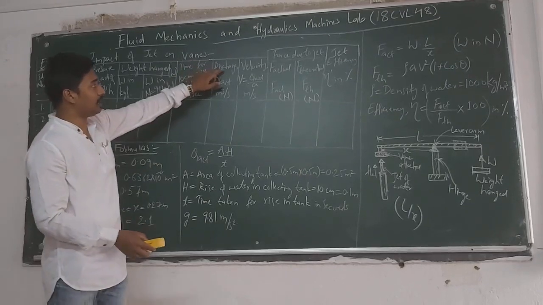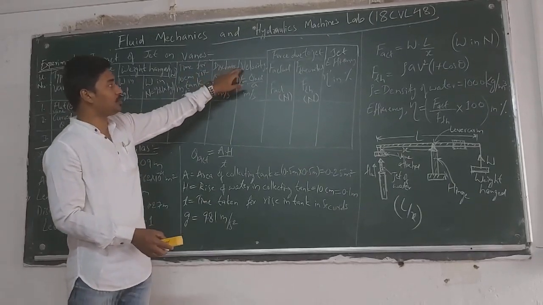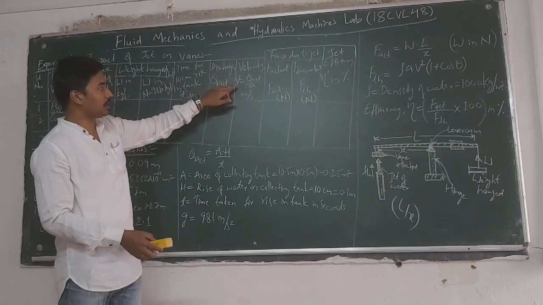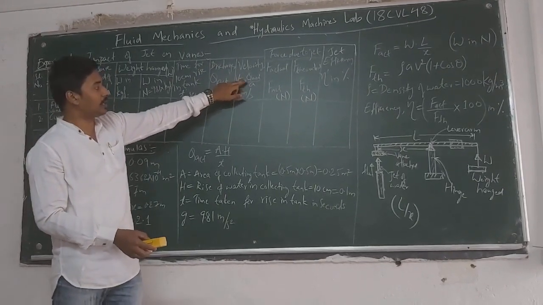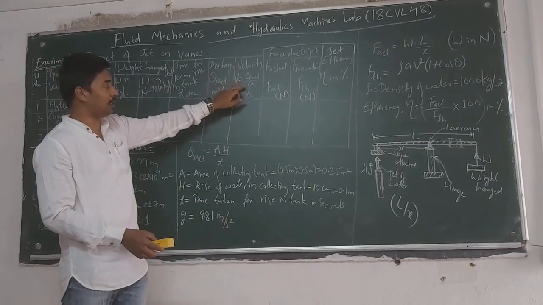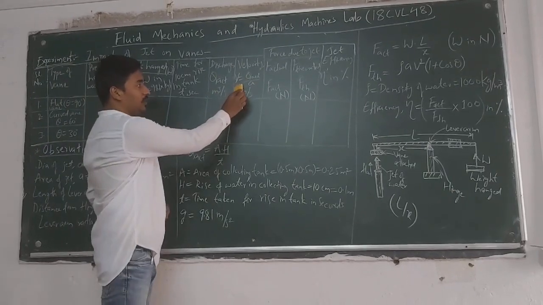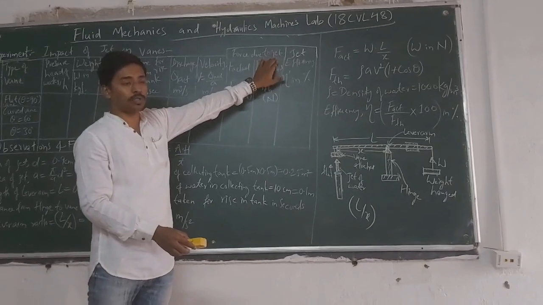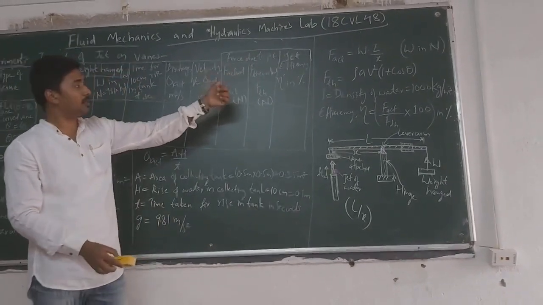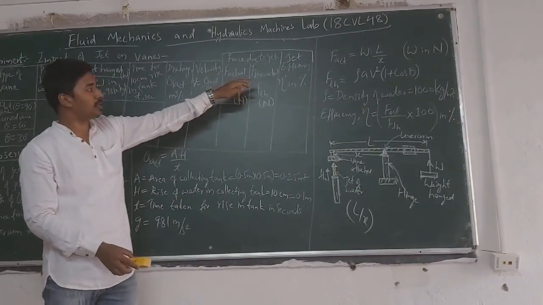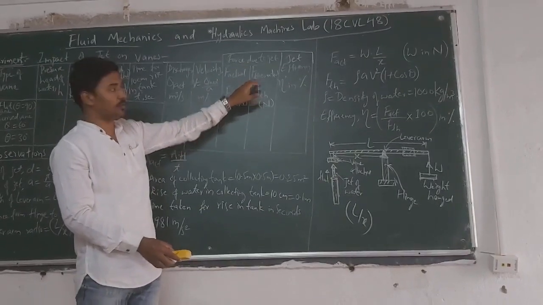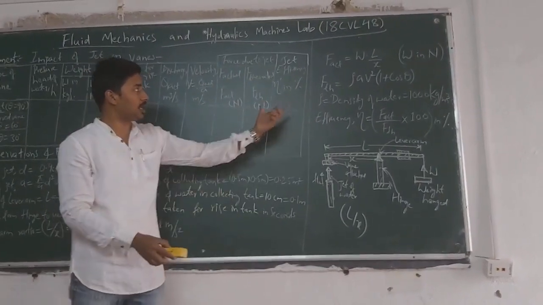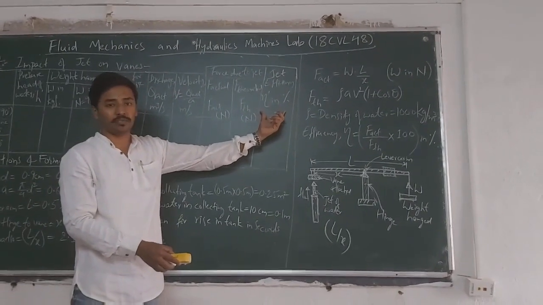Once after calculating the discharge Q actual, we will calculate the velocity of the jet flowing, that is V is equal to Q actual divided by the area of jet, Q actual by A. After getting this V value, we will calculate the force impacted due to the jet. There are two different forces: one is F actual, and the other is F theoretical. Using these two forces, we will calculate the ratio as the efficiency of the jet.